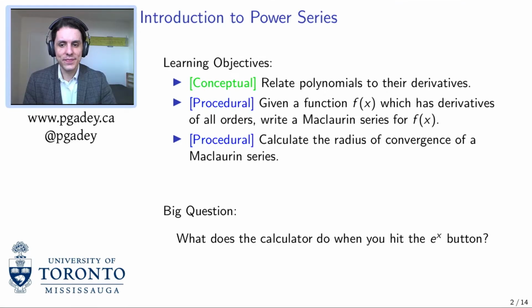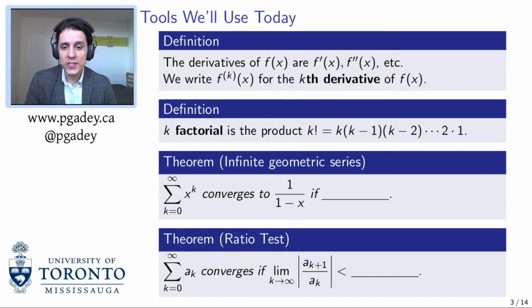Let's get started. We're going to use a couple tools today. We're going to use the notion of the kth derivative, and we're going to write it in the following format: f with a k upstairs of x. This is a way that we can write kth derivatives for any value of k. We're going to use the notation of k factorial, just k exclamation mark, and that's the product of all the numbers less than or equal to k. This exclamation mark makes us think, wow, that's really surprising. It's a very big number, k factorial.